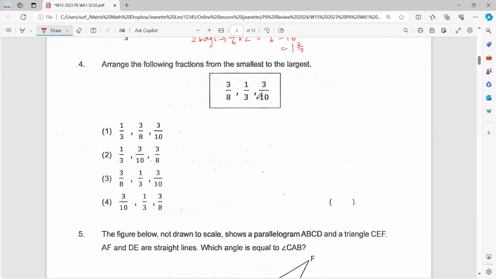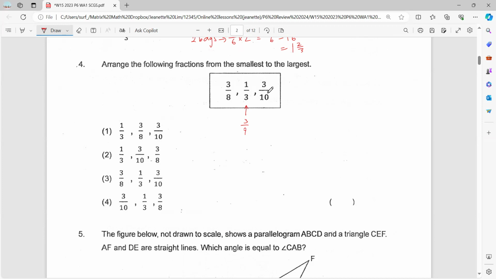Okay, if you make denominator the same, no problem. Just that you have to find a bigger number. 3, 1, and 3 common multiple, just change it to 3. So this second fraction, we will change it to 3/9. So now the numerators are the same. You compare the denominators, you have 8, 9, and 10.